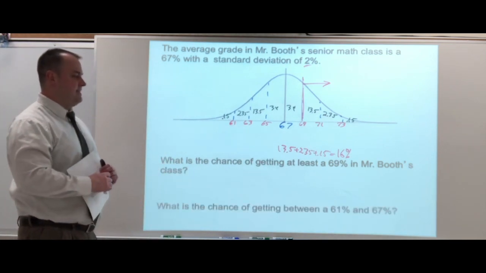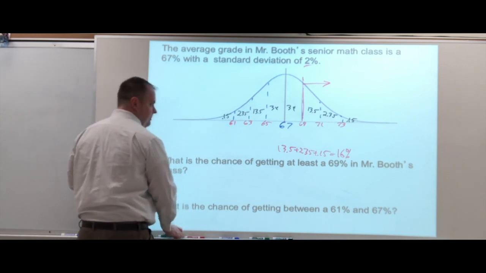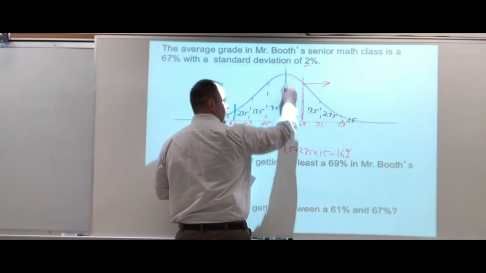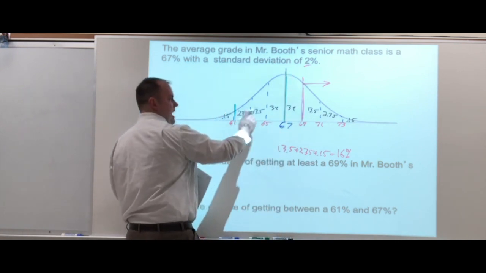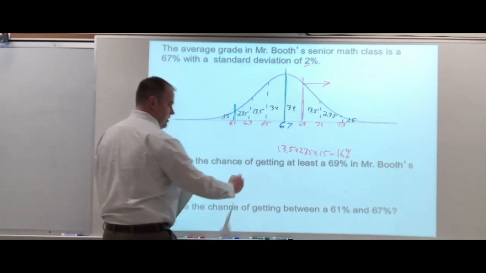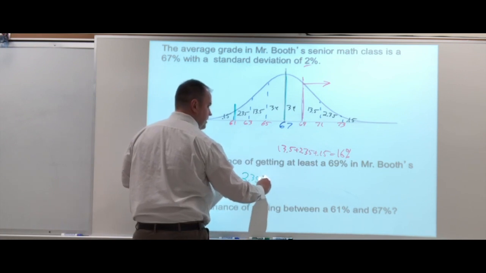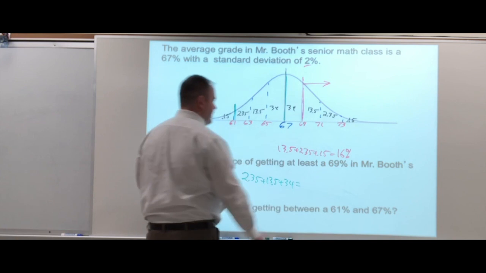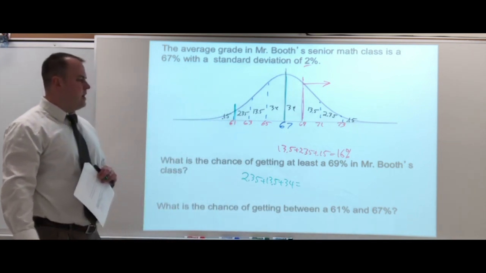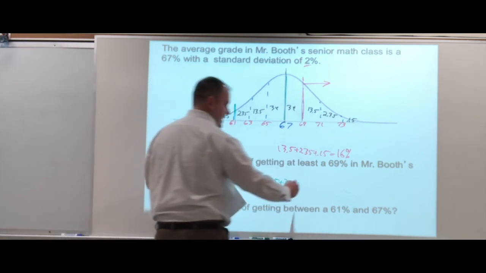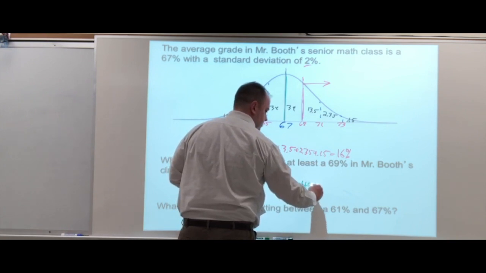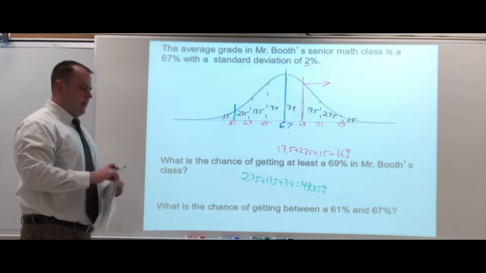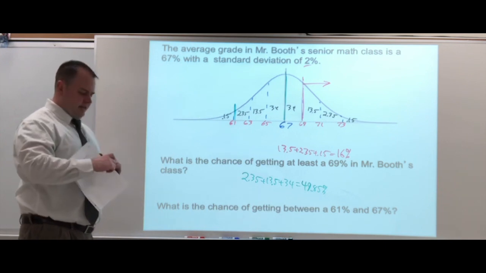What's the chance of getting between 61 and 67? Here's the 61. 67 is the center line. So I'm adding those three sections up. 2.35, 13.5, and 34%. And they should add up to 49.85%. Okay? So yeah, once you have it set up, it's just adding.